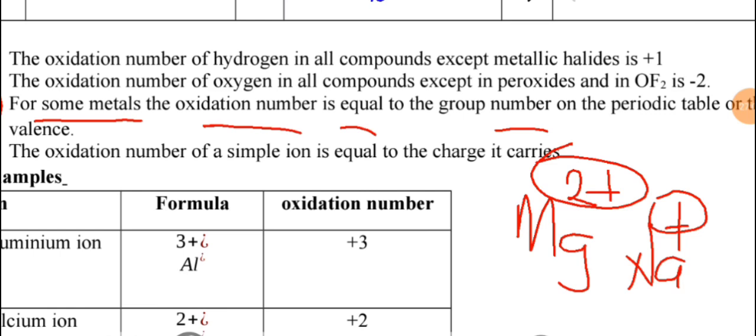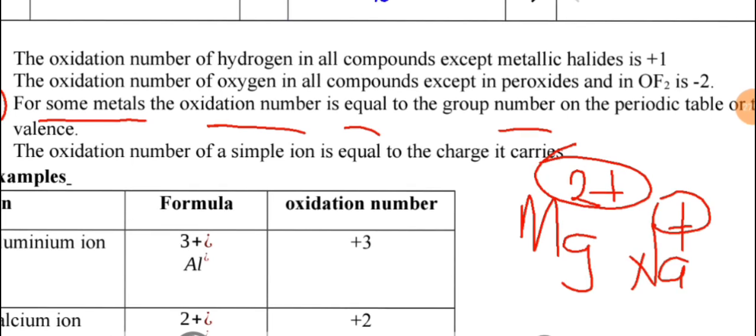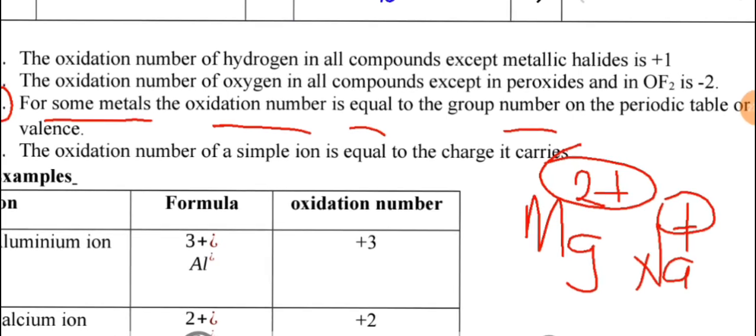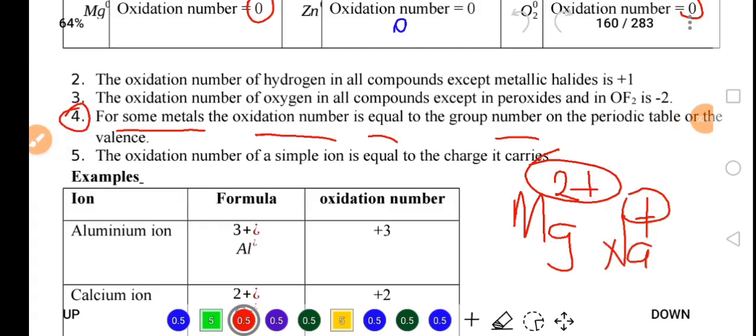Therefore, the oxidation number of some elements or of some metals on the periodic table is in relation to the valence number. That is very important. Meaning the valence number equals the charge. The charge equals the oxidation number. So it's just the language. Valency, charge, oxidation number, we are just talking about the same thing. So that is rule number 4. Take note.